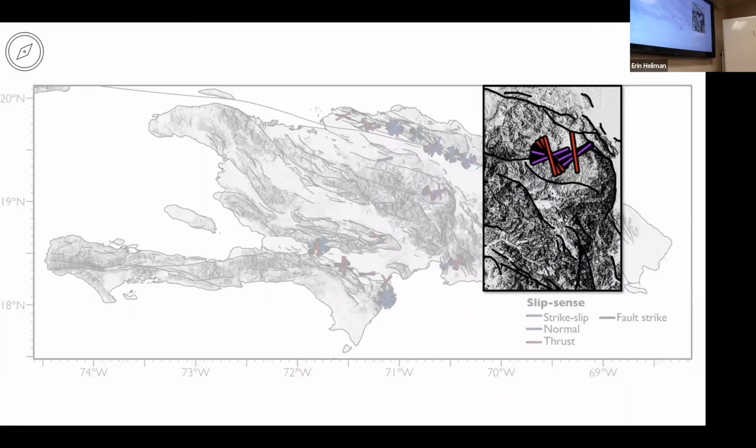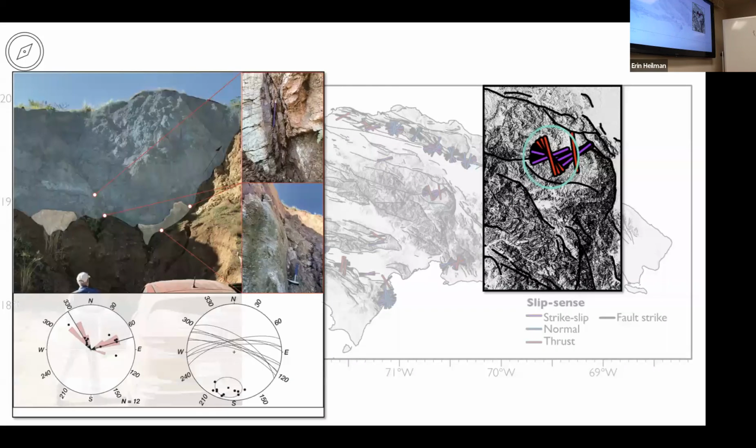Looking into the central Cordillera, we have less data here just because it's super tropical, the erosion is really bad, so all your faults are eroded away. In red, we have our compressional slickenlines. In purple, we have strike slip again. So again, we see these multiple generations of slickenlines, probably associated with multiple phases of deformation.